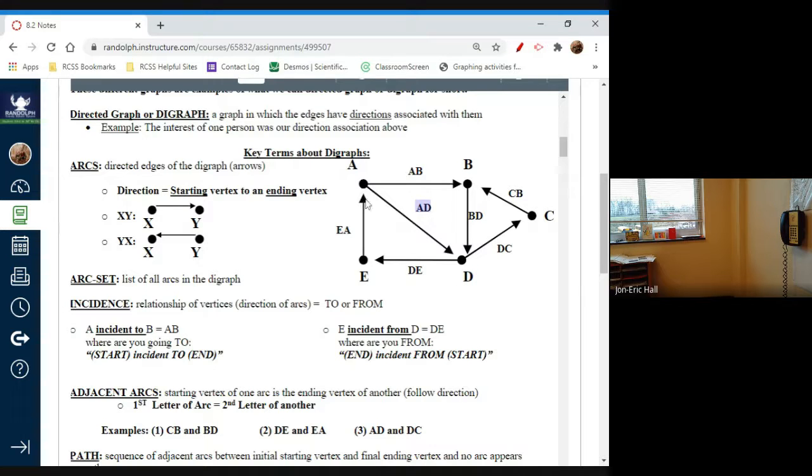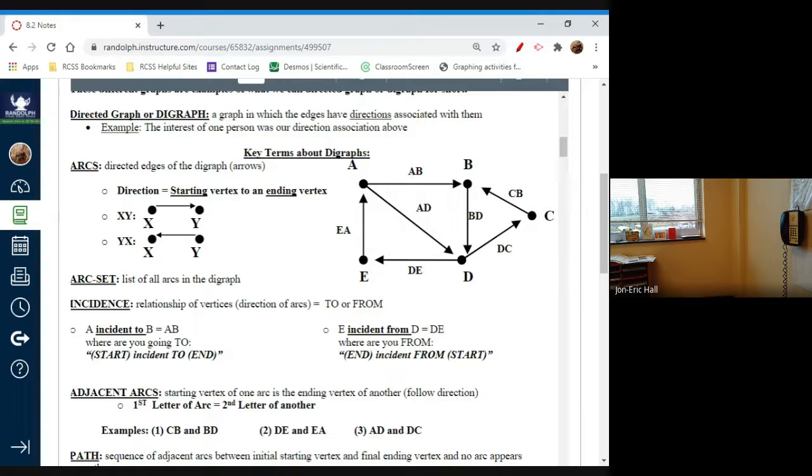A has another one pointing to it, so it starts at E and goes up to A. EA. Now, from D to E, again across. From D to C, DC. There we go. I think that's all of them. And that is just you defining the arcs.